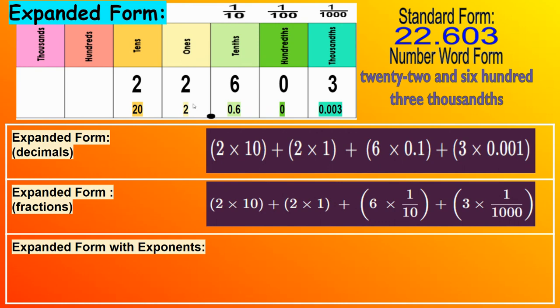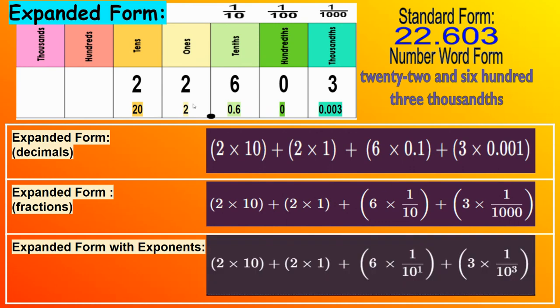And if we were to write those in shorter form, it would be 2 times 10 to the first, plus 2 times 1, or 2 times 10 to the 0 power, plus 6 times 1 over 10 to the first power, or 6 times 1/10, plus 3 times 1 over 10 to the third power, or 3 times 1/1,000th. So now you know how to represent numbers in expanded form using decimals, expanded form using fractions, and expanded form with exponents.